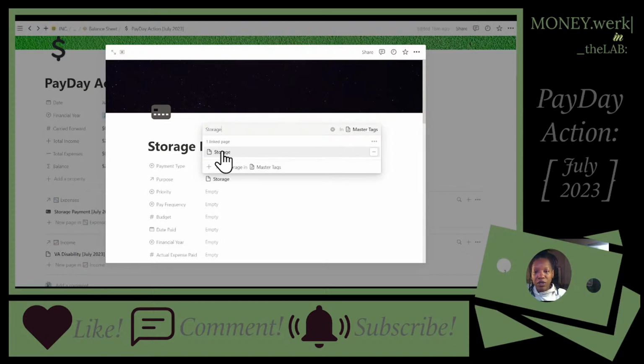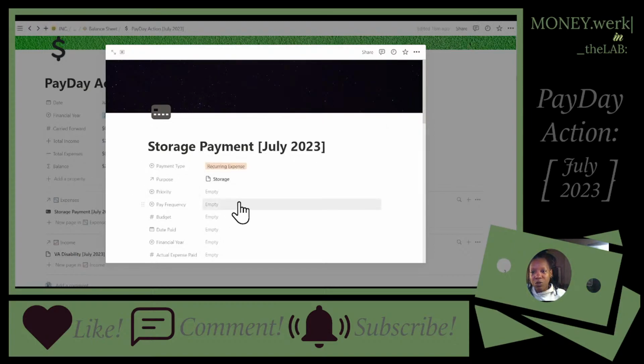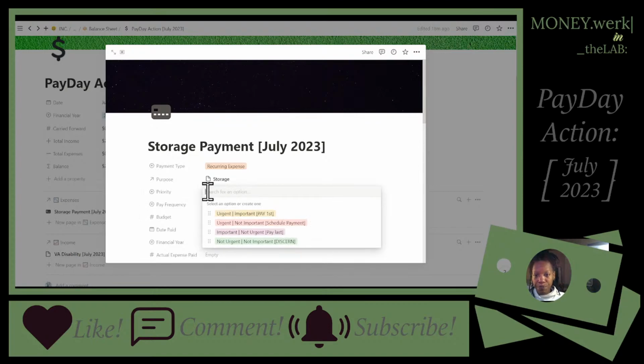So this purpose, on this page, is actually attached to my master database, which is why I was able to just pull this up and it didn't come up as one of those multi-select tags.